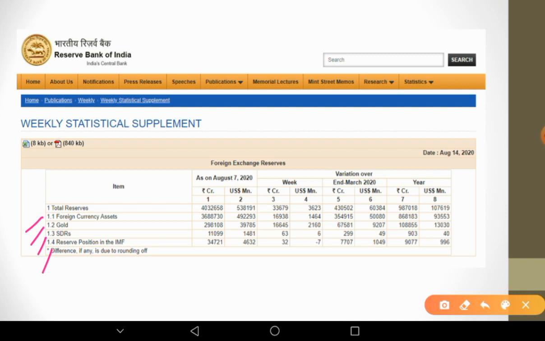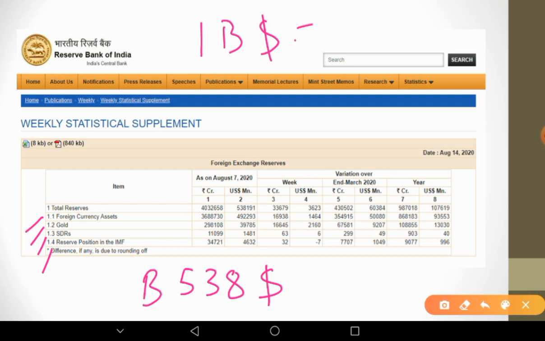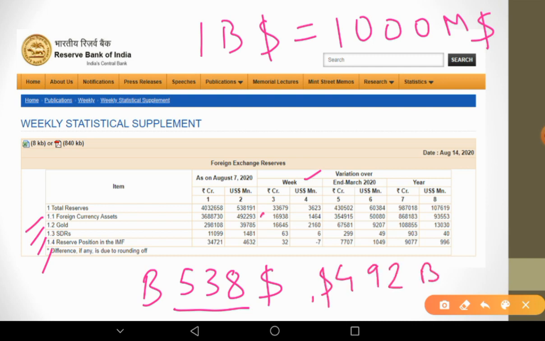So here you can see 538,191. So it's $538 billion. Why? Because I have told you in the last slide that $1 billion is equal to $1,000 million. So here the data is in $1 million. Okay, as mentioned, it's in $1 million here. So $538 billion is the total reserve. Out of that, around $492 billion is foreign currency assets. So it's more than 90%. And in FCA, we have dollars, euro, pound sterling, and yen. And dollar is also around 90% in this.